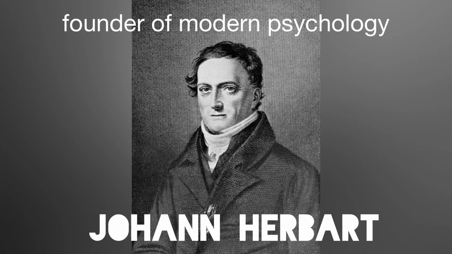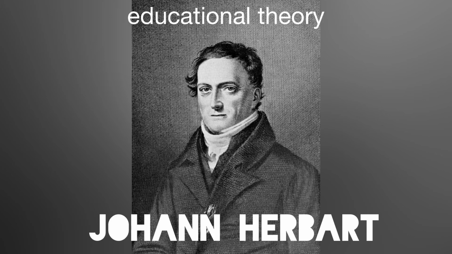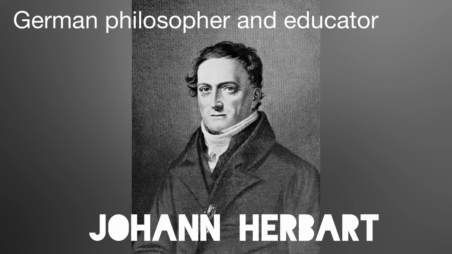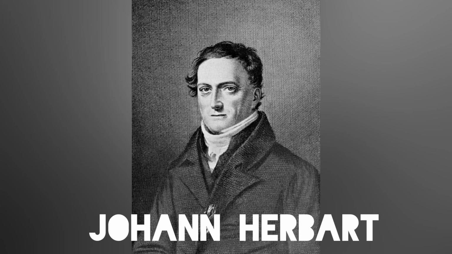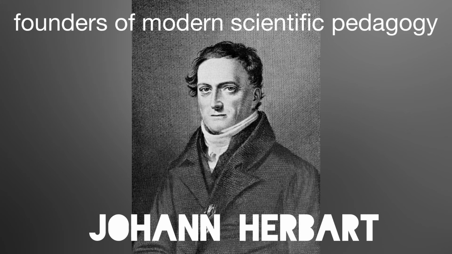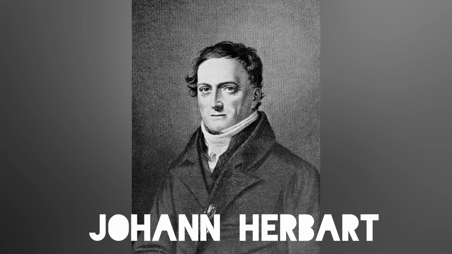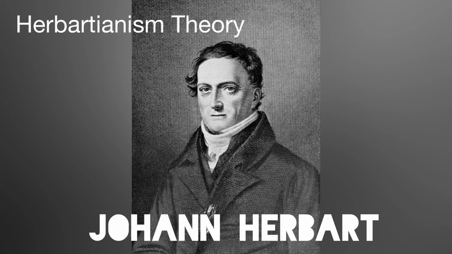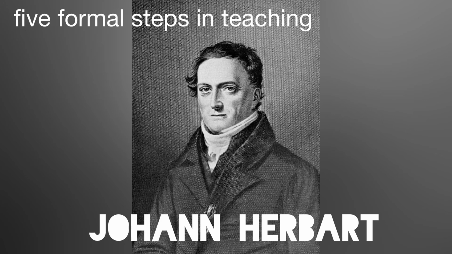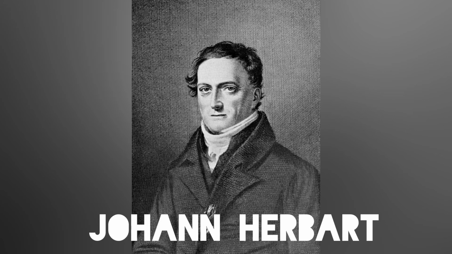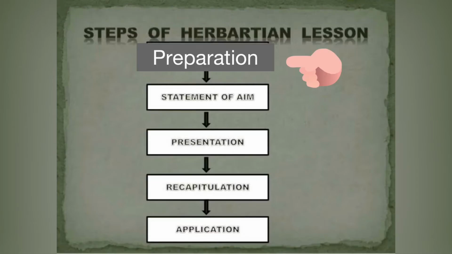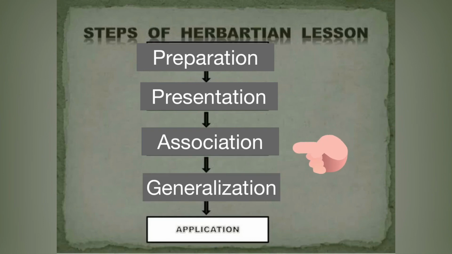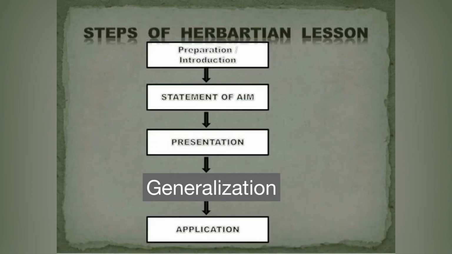Johann Herbart. He's a founding figure of modern psychology and educational theory. He's a German philosopher and educator who led the renewed 19th century interest in realism and is considered among the founders of modern scientific pedagogy. His theory of education, known as Herbartianism, advocated 5 formal steps in teaching. This method is also called the 5 formal steps of the recitation. These are preparation, presentation, association, generalization, and application.